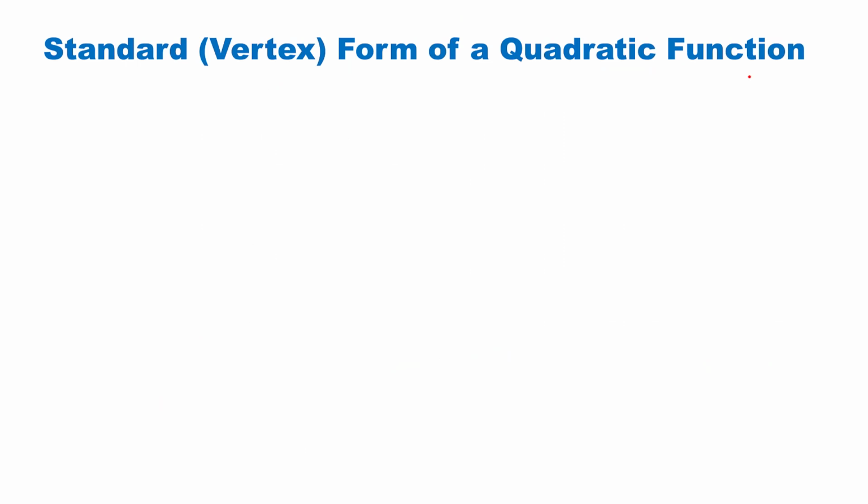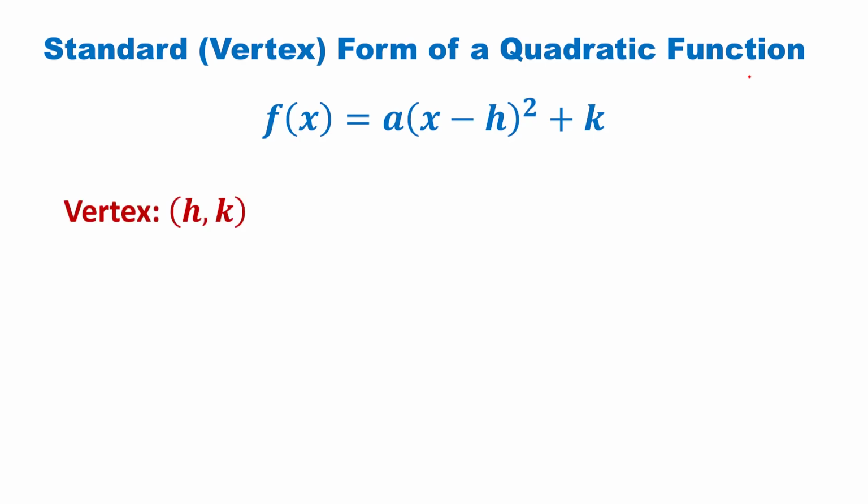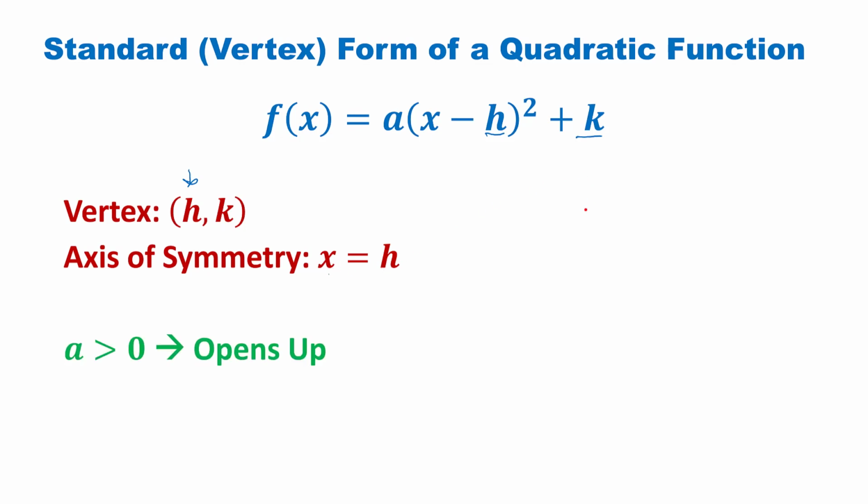Let's go on and look at the standard form, sometimes called the vertex form, of a quadratic function. And that is f of x equals a times (x minus h) squared plus k. If we can get our quadratic function into this format, it's easier to work with in some ways, particularly when we're graphing, because we can see right away that the vertex is (h, k). For the axis of symmetry, as we saw in the last example, we look at the first coordinate of the vertex, so the axis of symmetry is x equals h.